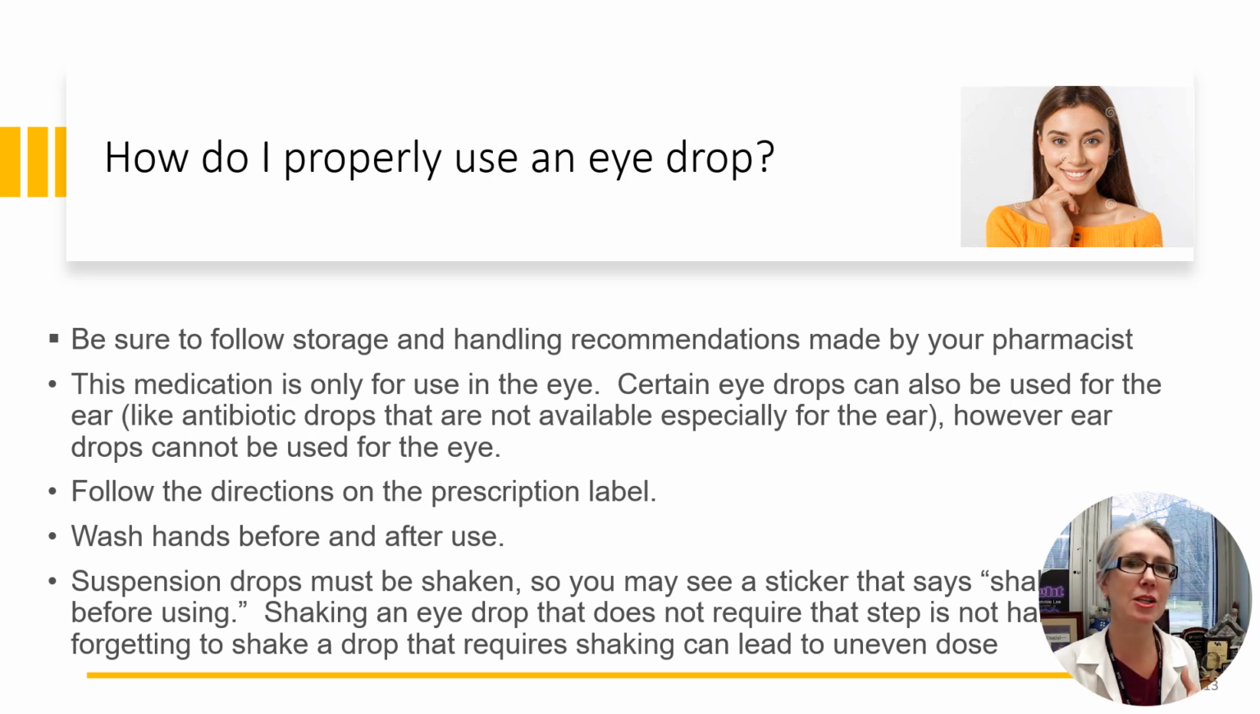But we sometimes can use eye drops in the ear for infection. So in terms of the eardrop availability, there aren't as many choices in the eardrops as there are in eye drops. So we can put an eye drop in the ear if the doctor prescribes it, but it can never go the other way. So if you have eardrops, they can never go in the eye because they're not appropriately balanced for eye use, and they're not as sterile as they would need to be for eye drops.